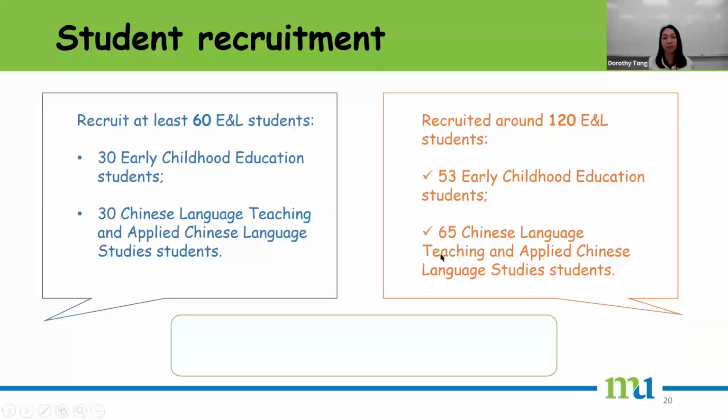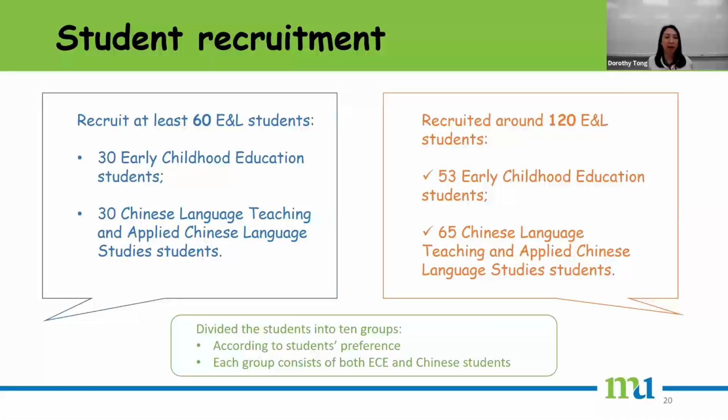Okay, and then we divided these students into 10 groups. We asked students about their preferences, like whom do you want to form groups with? And we tried hard to put friends in one group. So one group of friends in ECE is in a group together with another group of friends in Chinese language. Because we tried to allow students to form groups with their friends, the number in each group varies from 5 to, I think, 8 or 9, I forgot. So it is not exactly the same number of students in each group. There are more students in some, and fewer in others.